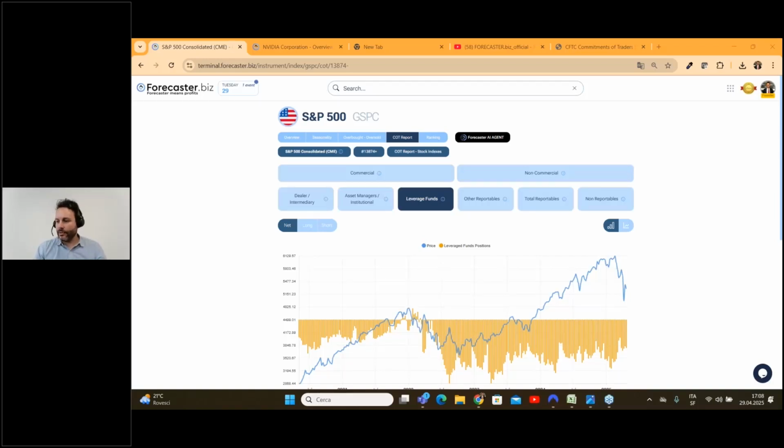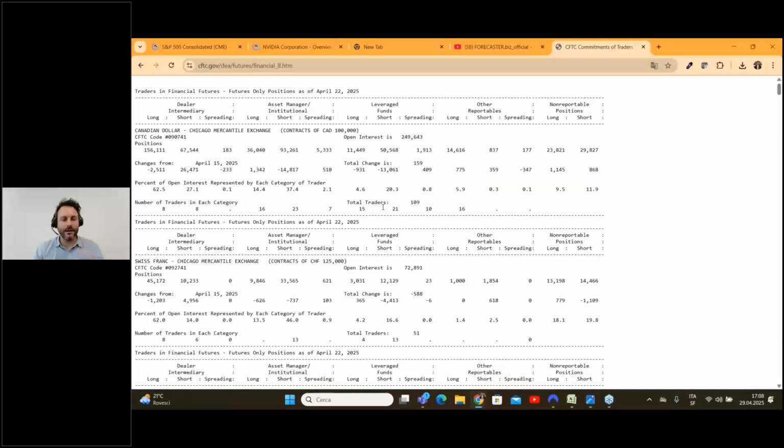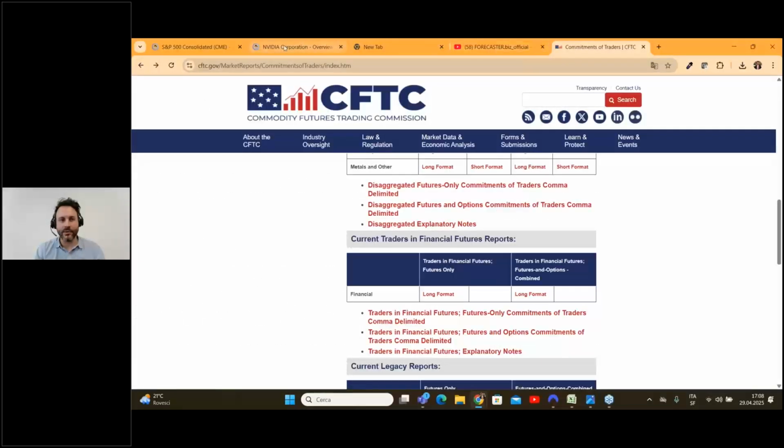Of course, all the data inside the Forecaster are updated. We do not have at the moment real-time prices for instruments, but of course, for example, for the COT report, when they publish the report, we have a real-time update inside the Forecaster.